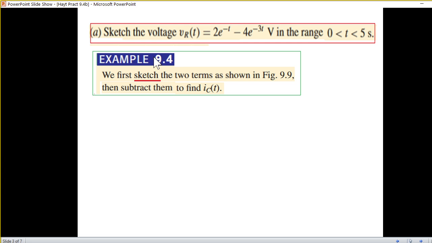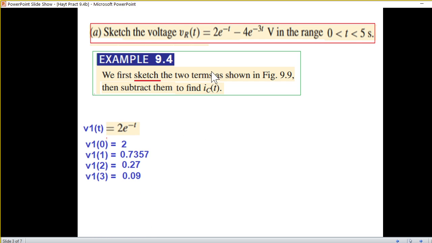So the first part, we will try to sketch this. Now the book says that we first sketch the two terms. This is, for example, 9.4, but we'll follow the same for the practice as well. First, sketch the two terms as shown in the figure and then subtract them to find the value. Now, how do we sketch them?